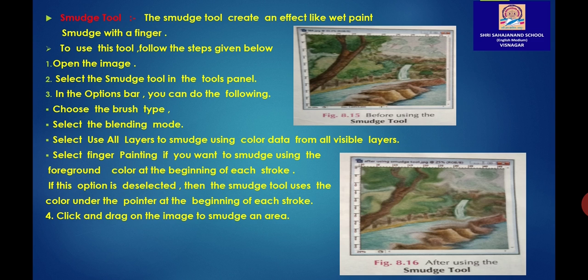Choose the brush type, select blending mode, select use all layers to smudge using color data from all visible layers. Select finger painting if you want to smudge using the foreground color at the beginning of each stroke. If this option is deselected, then smudge tool uses the color under the point at the beginning of each stroke. And finally click and drag on the image to smudge an area. In this way we can use the smudge tool in Photoshop.